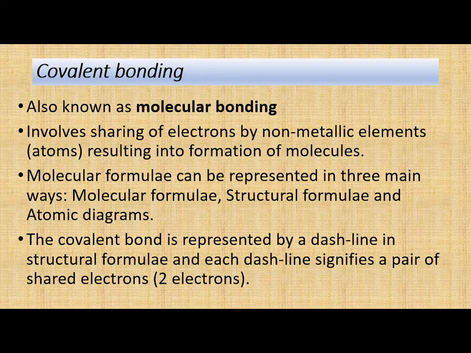Covalent bonding is our first one, also known as molecular bonding. It involves sharing of electrons by non-metallic elements or atoms, resulting in the formation of molecules. That is why it's called molecular bonding. In the previous videos, we did define what a molecule is, under the video where we looked at the atom.